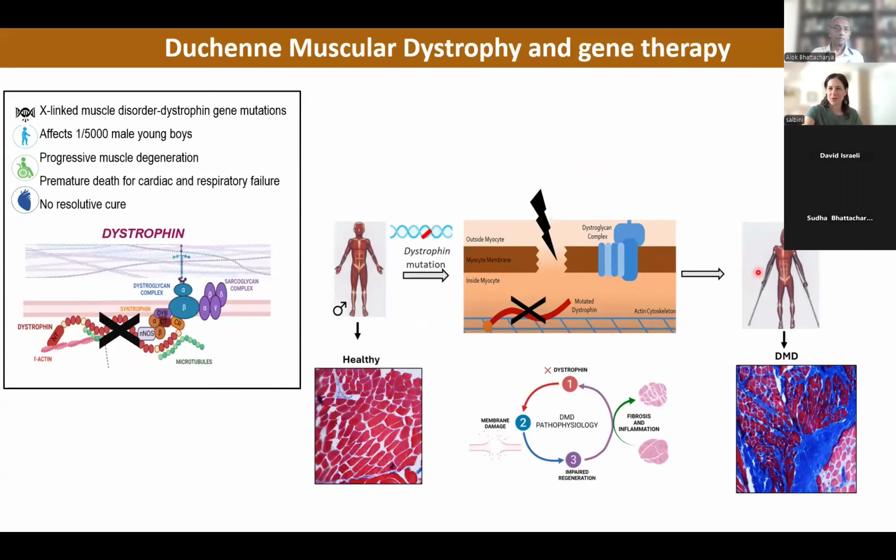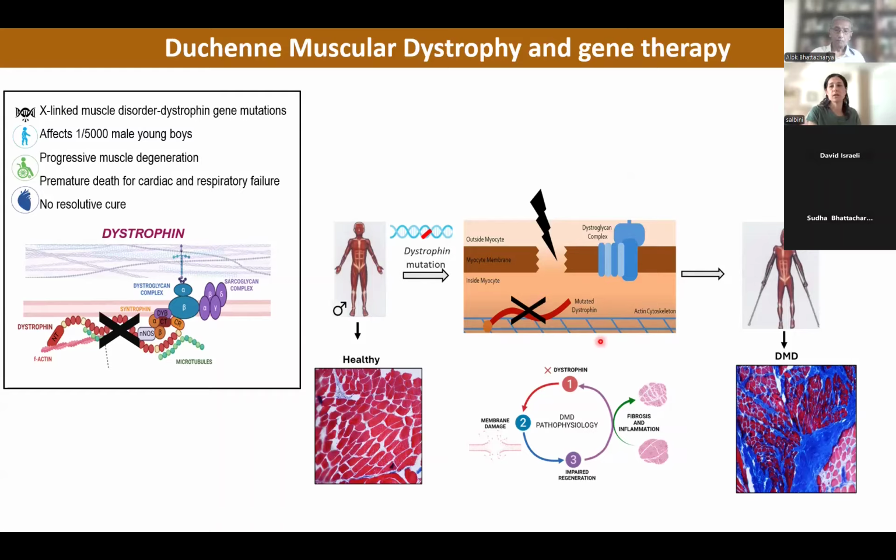So I don't think I need to introduce Duchenne muscular dystrophy much. You are familiar with this disease. I just want to remind you of the severity of this disease, which is still incurable. It's a pediatric disorder which leads to premature death from respiratory and cardiac failure, and is caused by the absence of dystrophin. There are several mutations of this very large gene, dystrophin, that lead to lack of the protein.